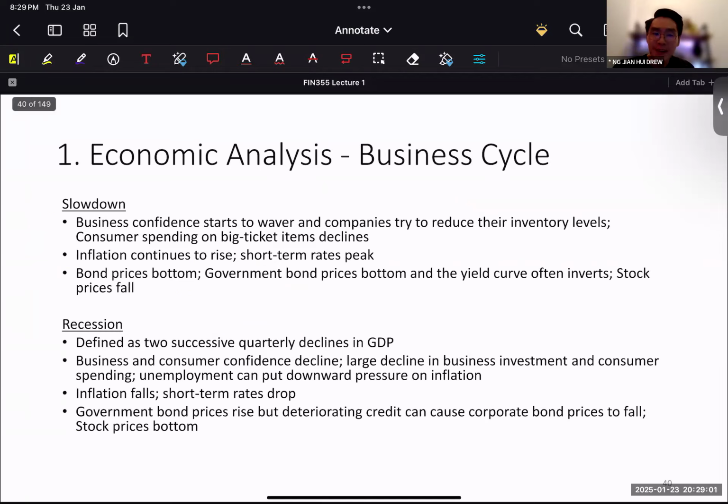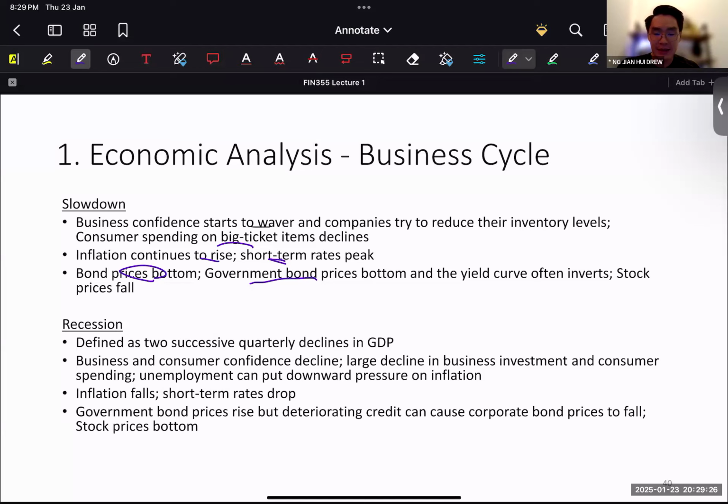After you have reached the peak, that's where you start feeling the slowdown. That's where confidence wavers. People start cutting back on big items spending. Spend less. Inflation continues to rise as well. Short-term rates will peak. Bond prices bottom.